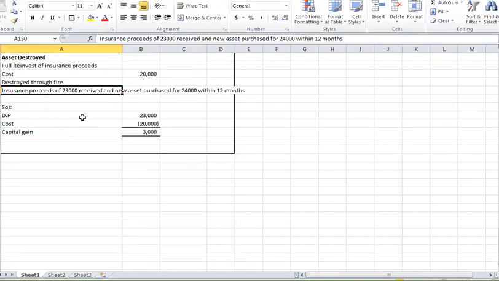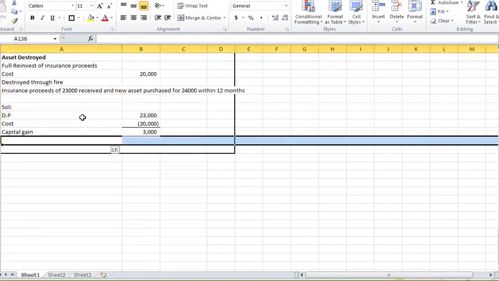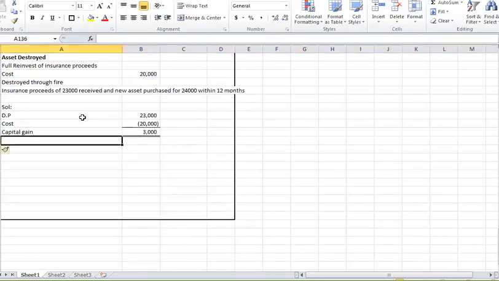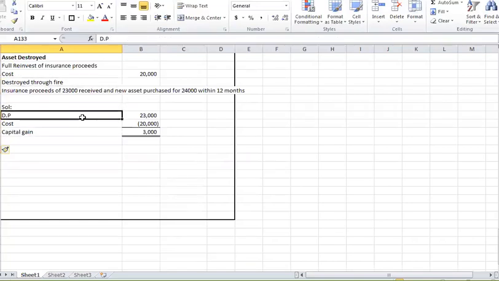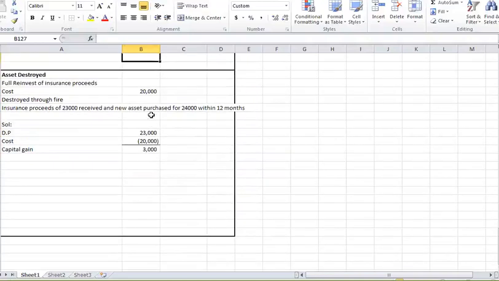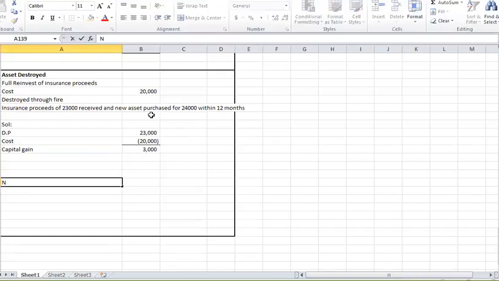How to calculate gain or loss in this situation? In this situation, we have reinvested 100% of the disposal proceeds. Students, disposal proceeds: we have received 23,000 pounds from the insurance company. Cost is 20,000 pounds, and we have a capital gain of 3,000 pounds. And we have purchased a new asset as well.